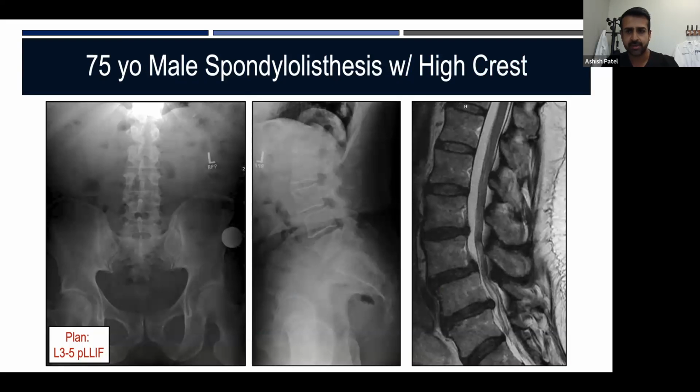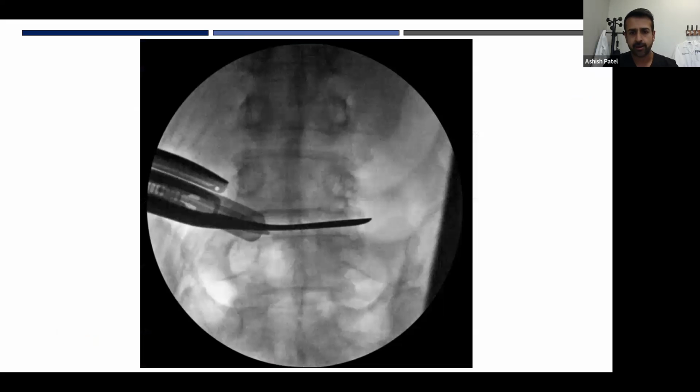And here's a case of a 75-year-old male. He had spondylolisthesis at L3-4. He had severe foraminal stenosis at L4-5. And we used the short blade trick. In this case, it still wasn't good enough. His crest was so high and he was so narrow that the angle was just way too oblique.